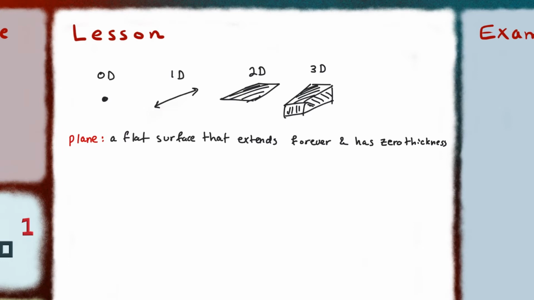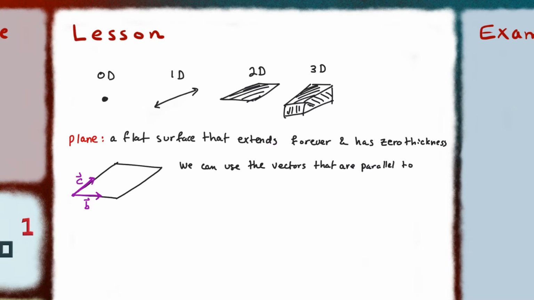There are different ways of defining a plane. Today we're going to focus on one that requires 2 different vectors. These vectors are non-parallel to each other, but they are parallel to the plane. They also lie on the plane as well.